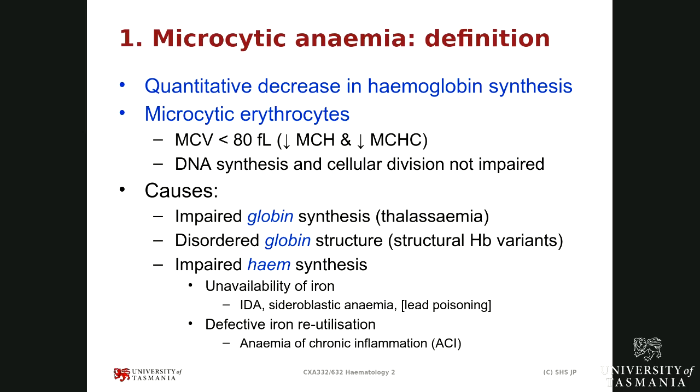Unlike the macrocytic anemias we talked about last week, with megaloblastic anemias, DNA synthesis and cellular division are not impaired. So that mechanism is still fine. It's just that something is preventing hemoglobin from being produced. And so we can have impaired globin synthesis, which is what we see with thalassemia, or we can have disordered globin structure. So our hemoglobinopathies are all to do with something happening with the globin part of the hemoglobin molecule.